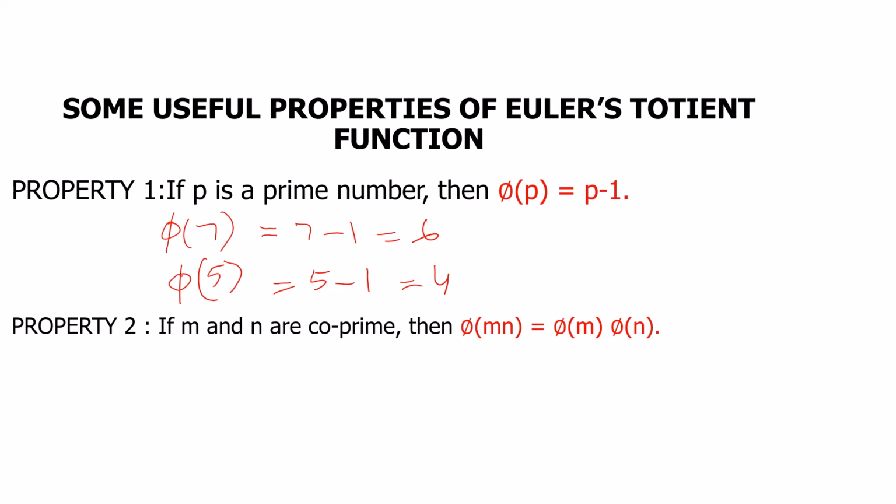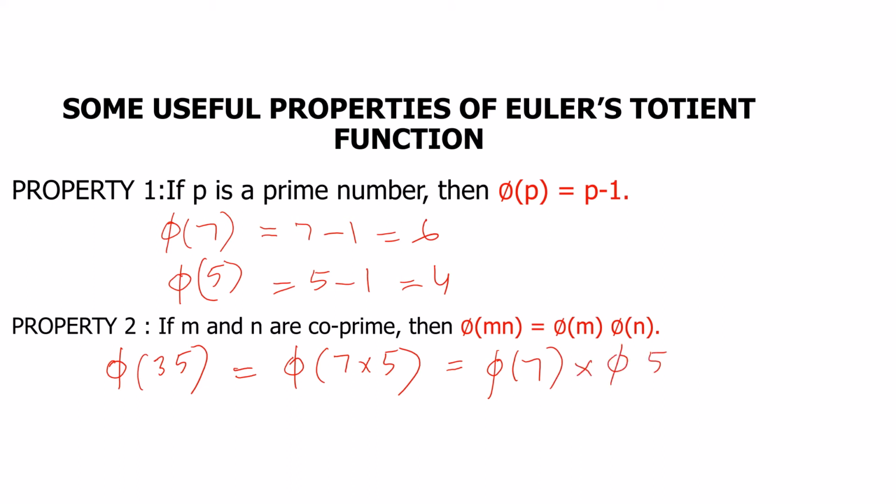So how will you do this one? Suppose I take totient of 35. According to this property, I can write it as phi of 7 into 5, right? 7 into 5 is 35. 7 and 5 are coprime. Coprime means they have only 1 as common factor. So we can write this as phi of 7 into phi of 5.